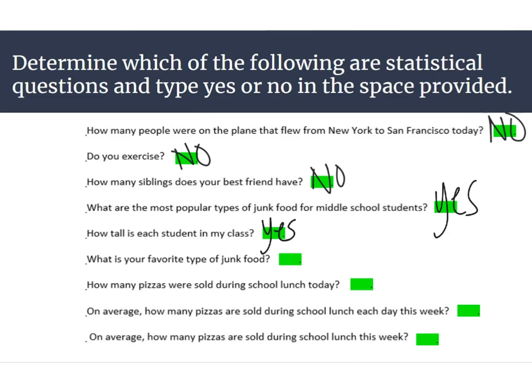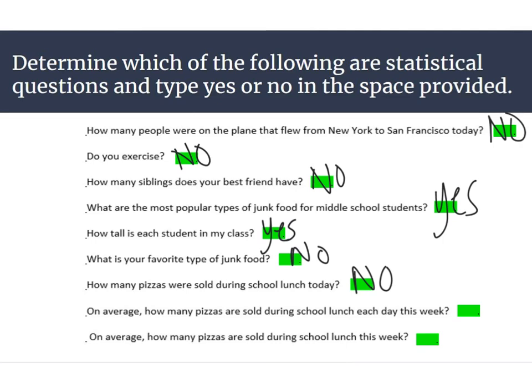What is your favorite type of junk food? That, again, will only give you just one answer. So that is going to be a no. How many pizzas were sold during school lunch today? That's also just one answer. We sold a certain number today. So that is a no, not a statistical question.